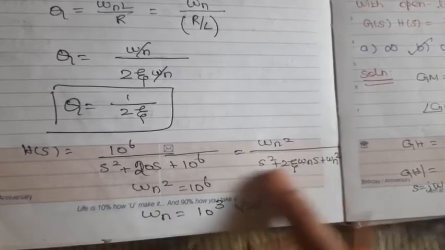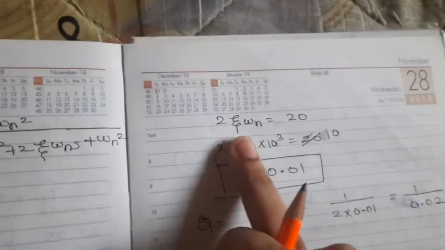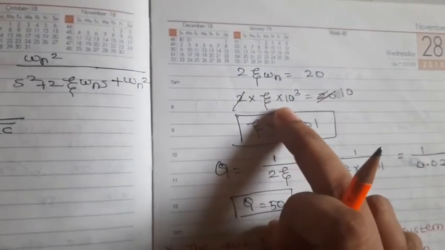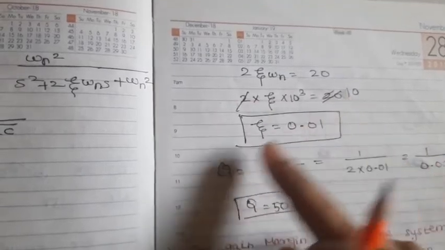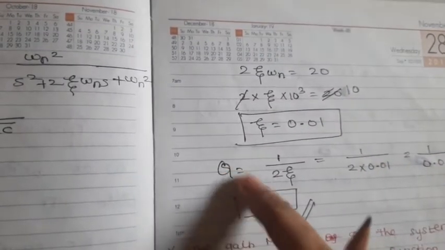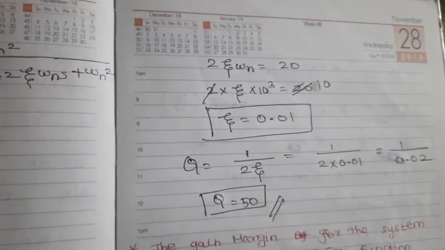Then 2 zeta omega n is equal to 20. Substitute the omega n value, 10 cube. Just substitute and find out the zeta value, 0.01. So, what is the quality factor? Q equal to 1 by 2 zeta. Just substitute here. Q is nothing but 50.